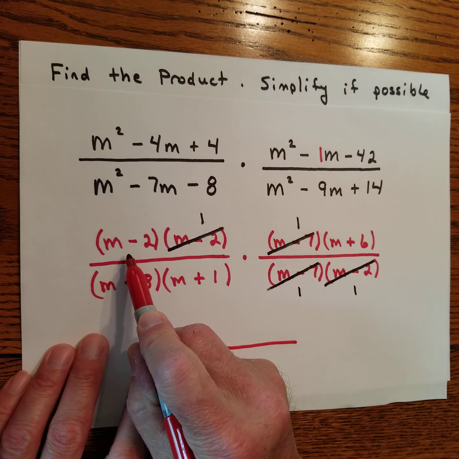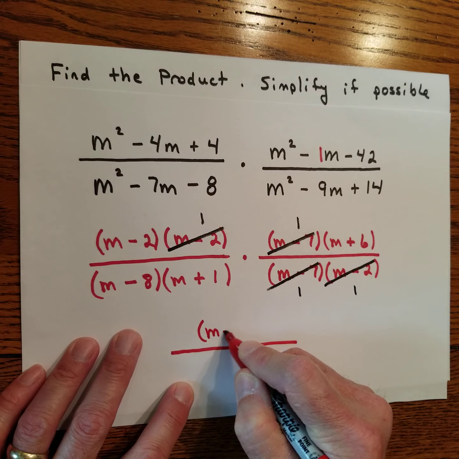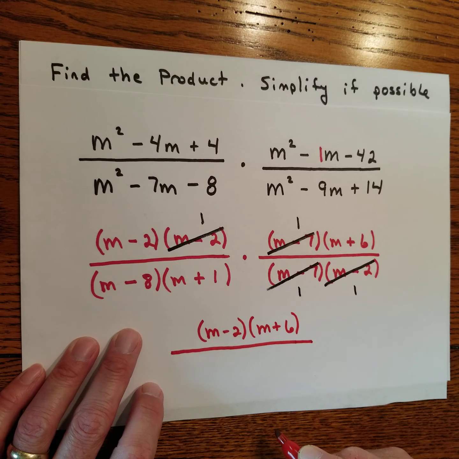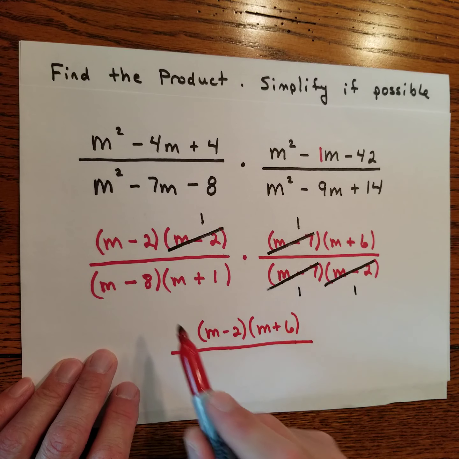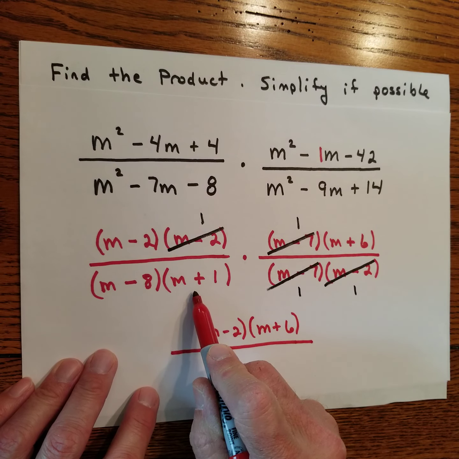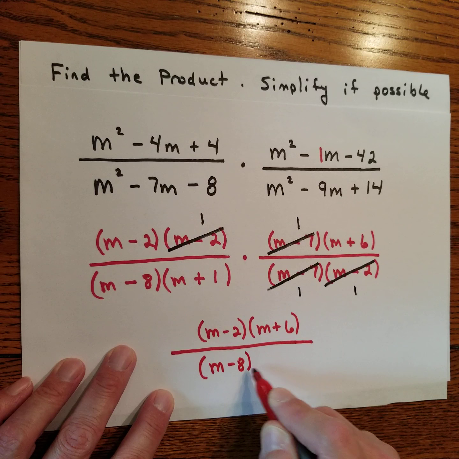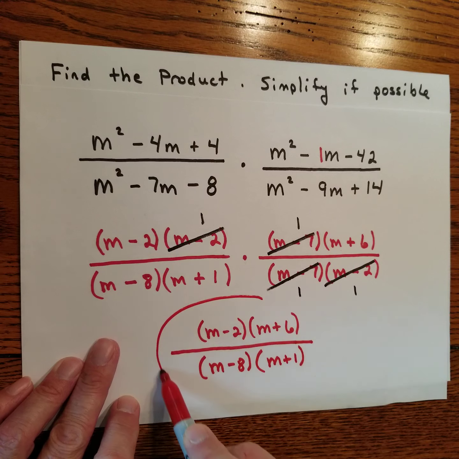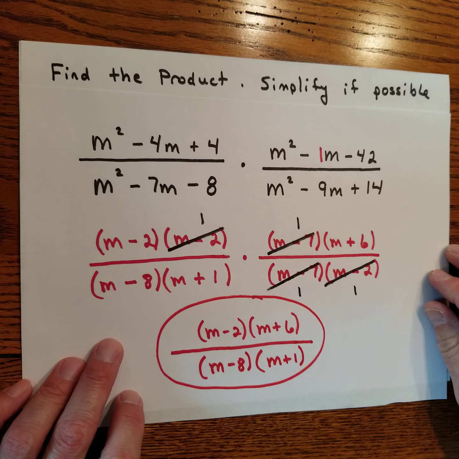In the top, I have m-2 times 1 times 1 times m plus 6, which is m-2 times m plus 6. Now we could multiply that out, but we're not required to. In the bottom, m-8 times m plus 1 times 1 times 1. That's m-8 times m plus 1. All right, that's beautiful. That's the way I want your work to look. All right, your turn. Go work some problems, and I'll see you later on today.